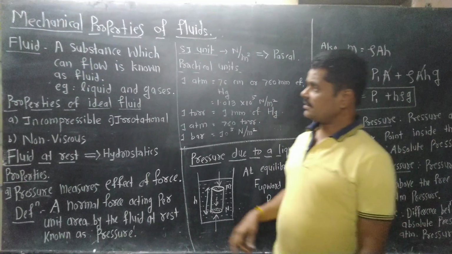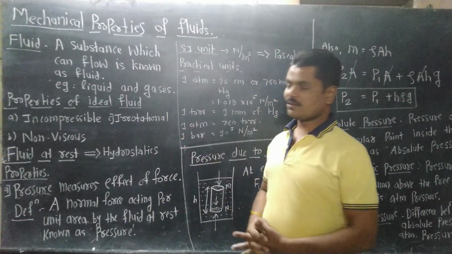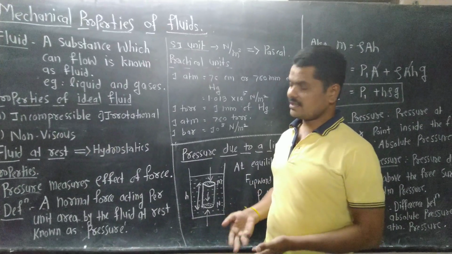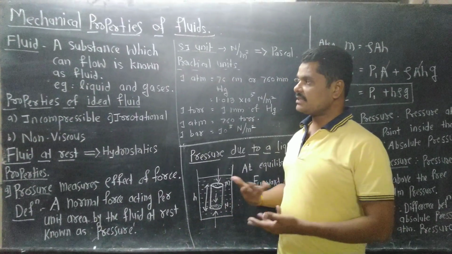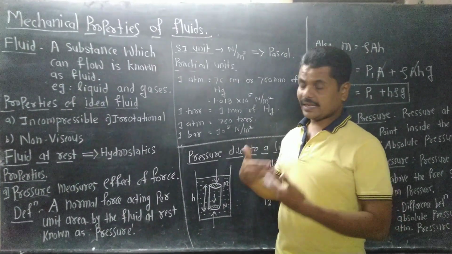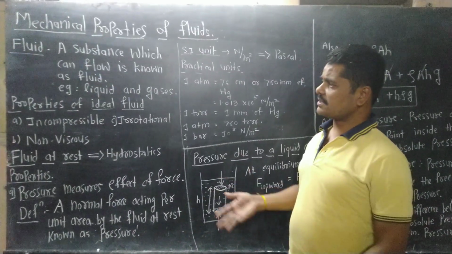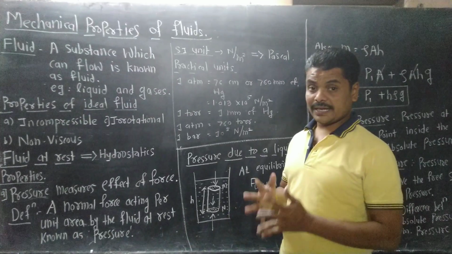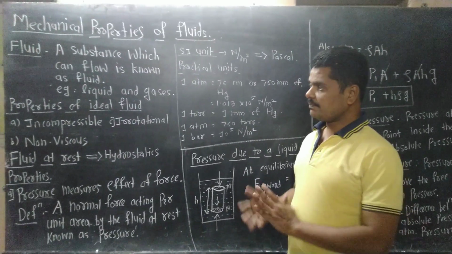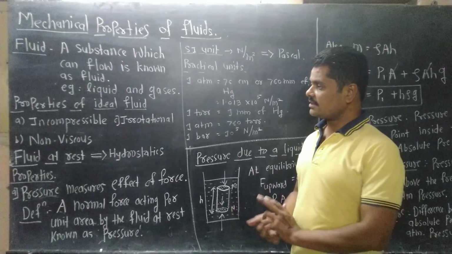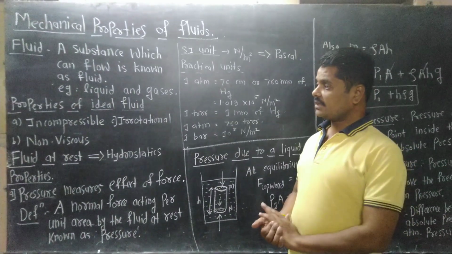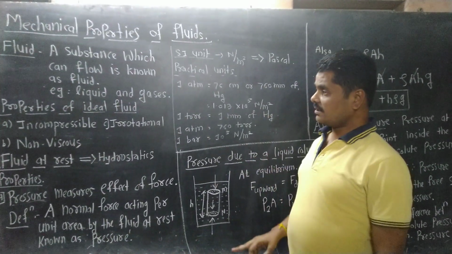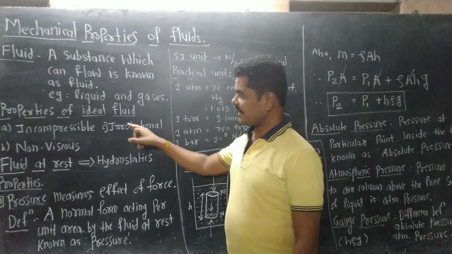A fluid is a substance which can flow. You know that water is a fluid, and air is also a fluid, because they can flow. Therefore any substance which can flow is known as fluid. But gases cannot be considered as an ideal fluid. Therefore we must be careful about the properties of ideal fluids.